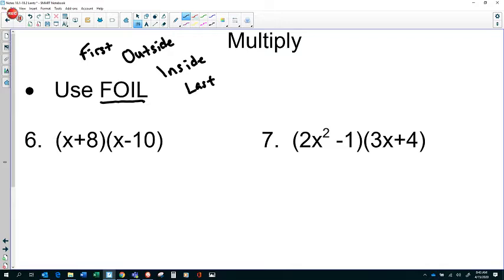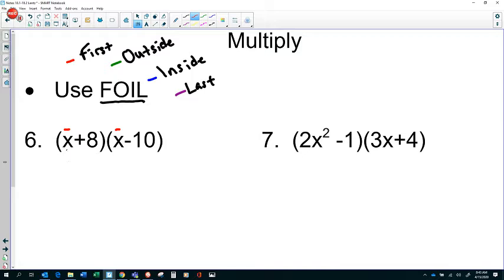Now I'm going to do these in a different color. I'm going to do the first terms in red. I'm going to do the outside in green. I'm going to do the inside in blue. And I'm going to do the last in purple. Okay, I'm going to multiply the first terms together.